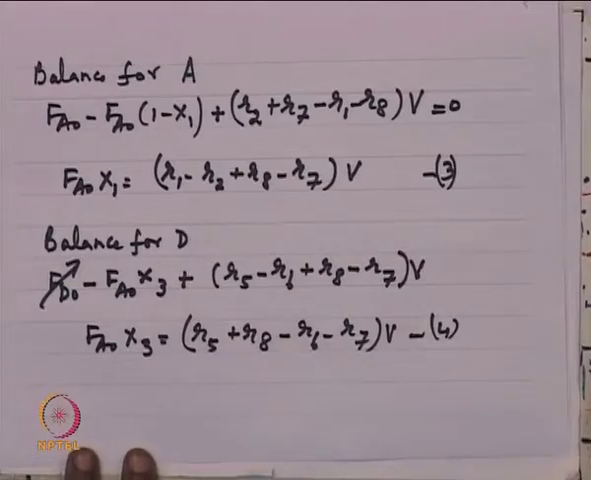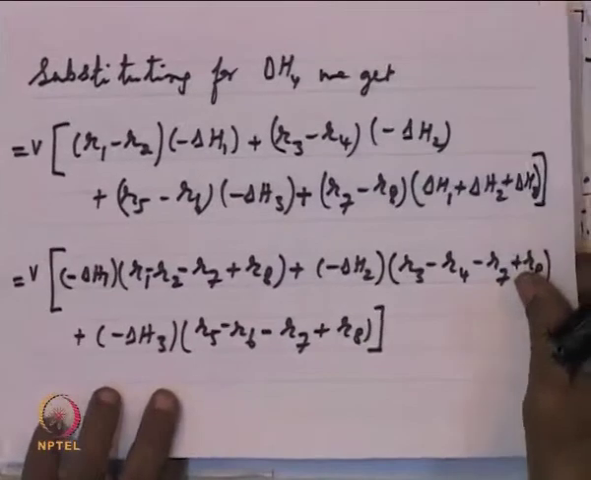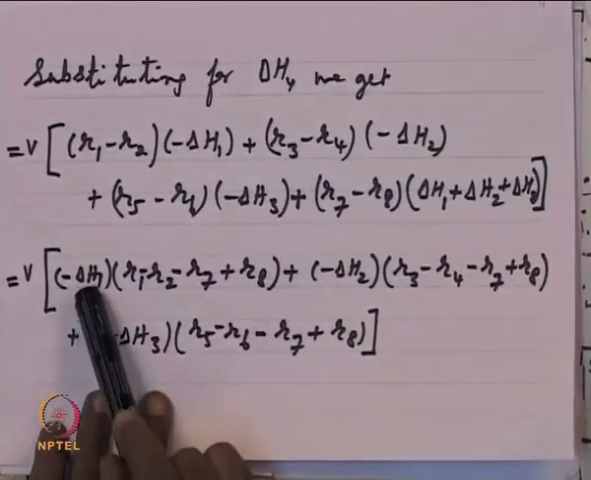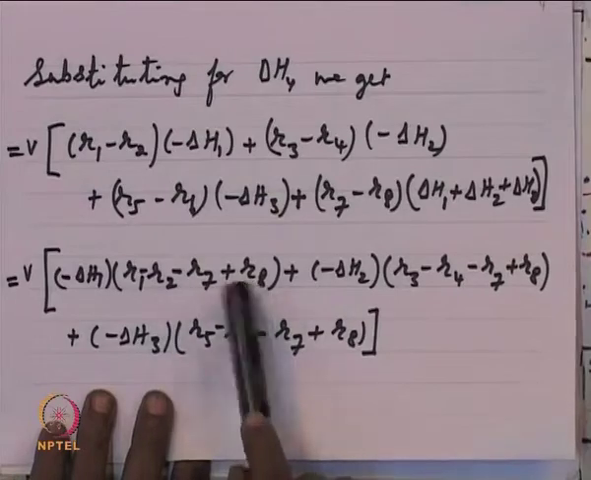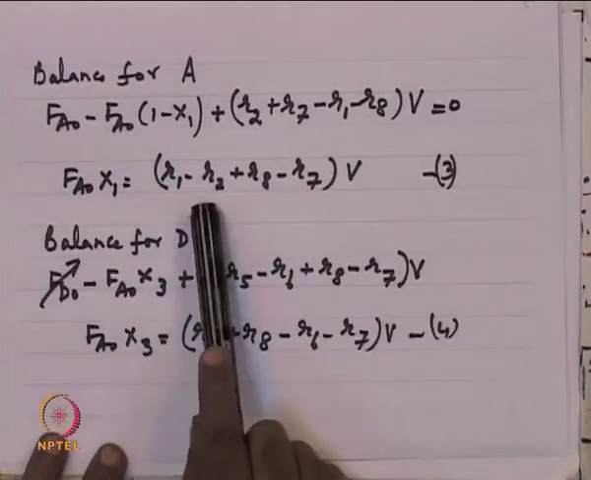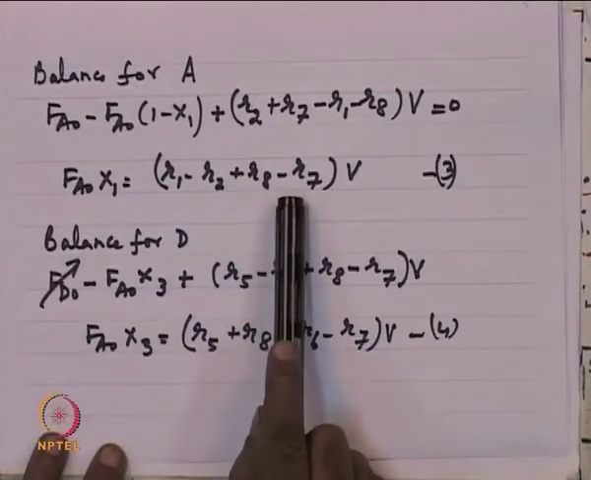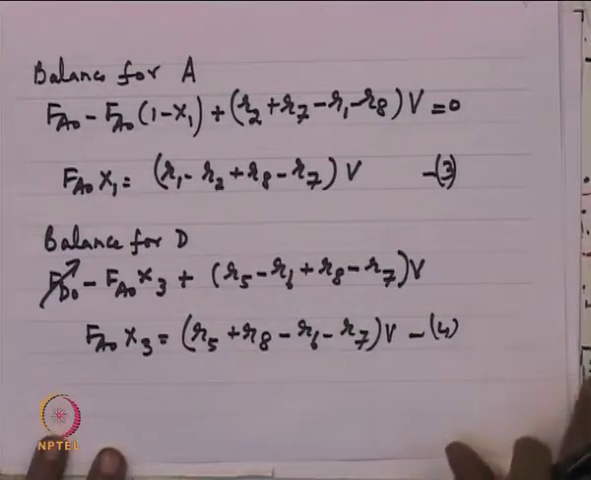Now, let us just recognize what we have done. We have said that minus delta H1 multiplies R1 minus R2 minus R7 plus R8. You notice here that this term, R1 minus R2 plus R8 minus R7, actually appears in the previous equation that we have done. So, we will come back to that in a minute.